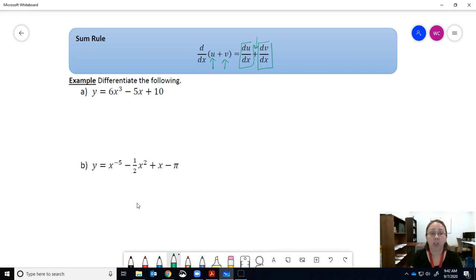Which means that this much larger problem here, y equals 6x cubed minus 5x plus 10, we can do as 3 separate problems. Each term will be its own problem. Which, if you look at it, the first one, it has a power of x and then a constant in front. So we're just using the rules we've already done. We're just breaking the big problem up into small rules so that we can use what we've been working on.